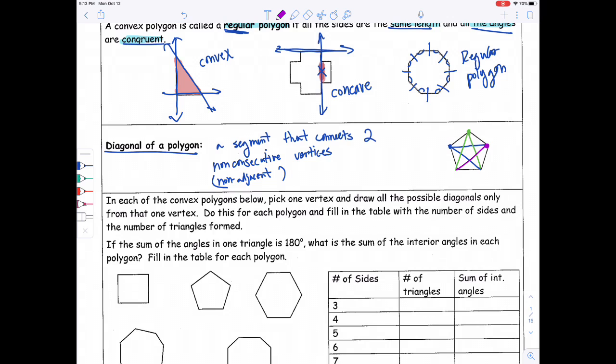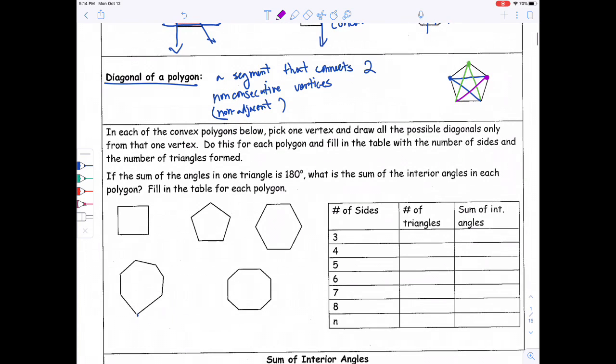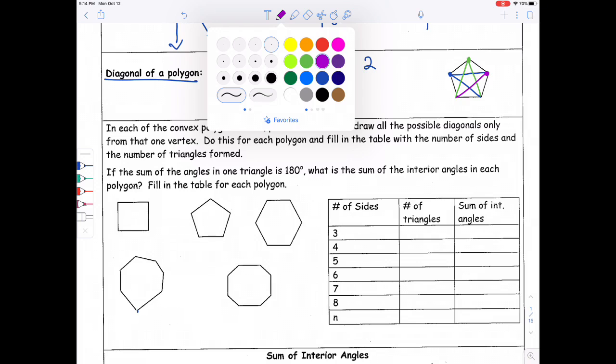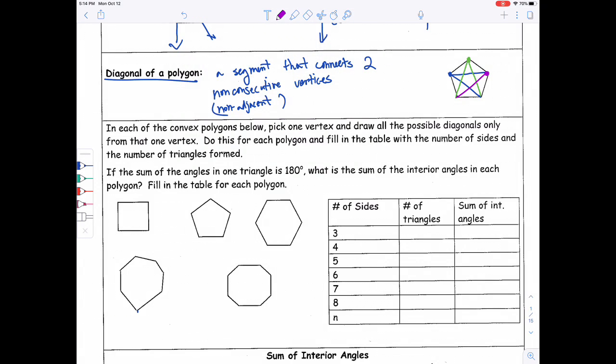So we're going to use these diagonals to figure out the sum of the interior angles. So let's see how we can do that. For each of these polygons that are given, we're going to draw all the possible diagonals only from one vertex. So we're just going to pick a vertex and we're only going to draw diagonals from that one.